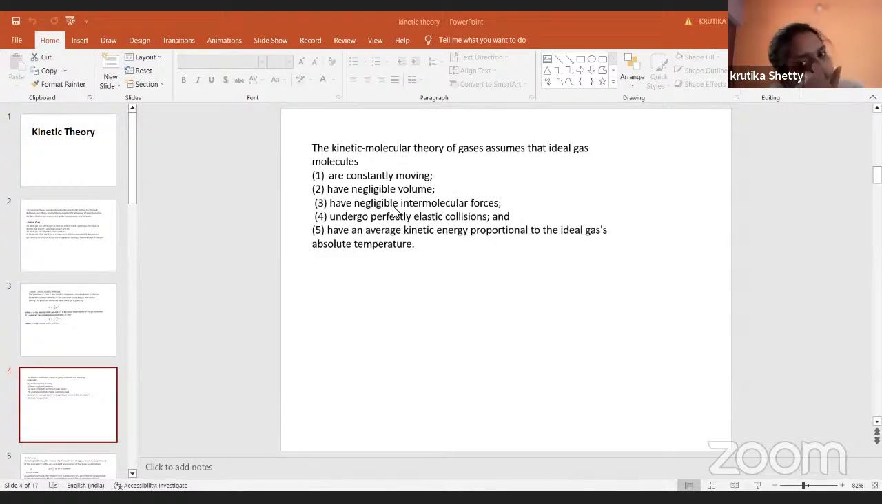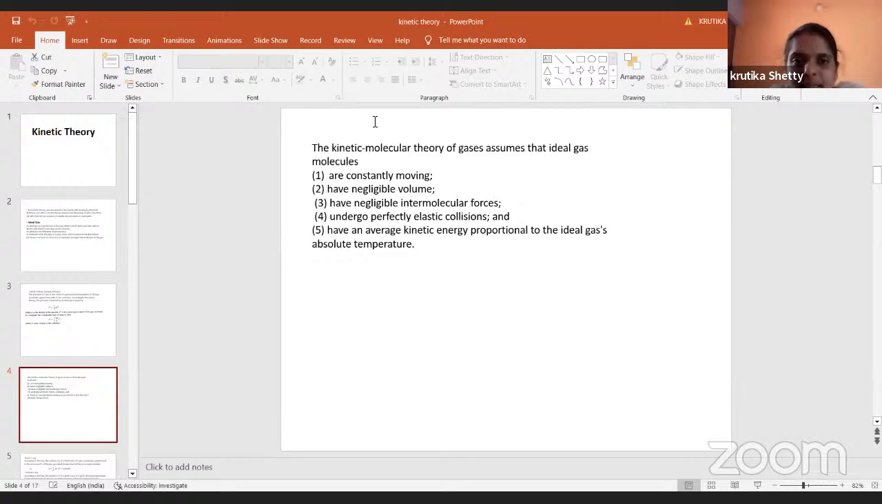They undergo perfectly elastic collision. So what is elastic collision? It is nothing but the kinetic energy and momentum both are conserved after or during the collision. They have an average kinetic energy which is proportional to the absolute temperature. That is, as the temperature increases, the average kinetic energy also increases.